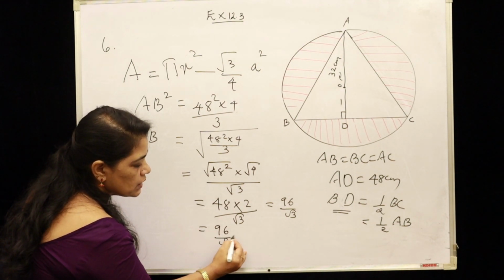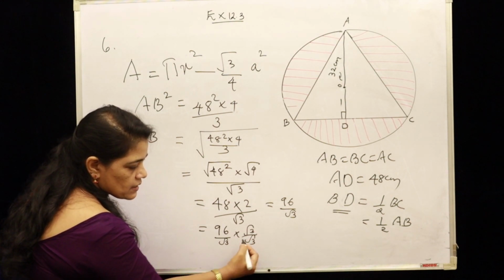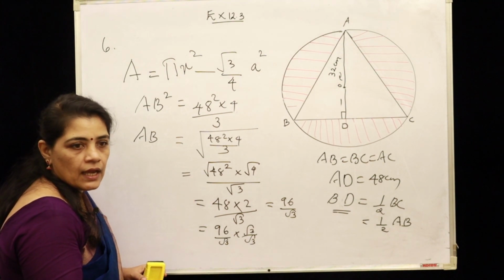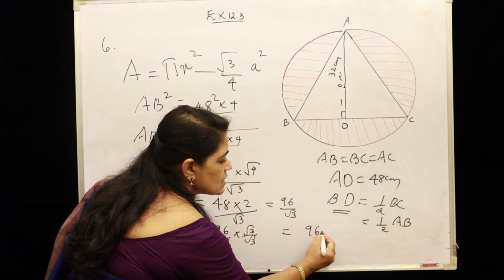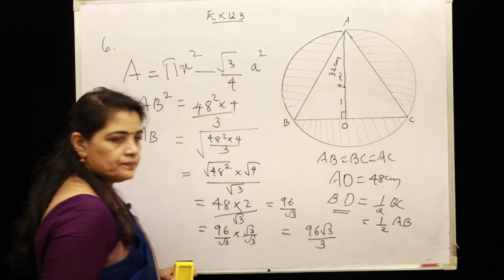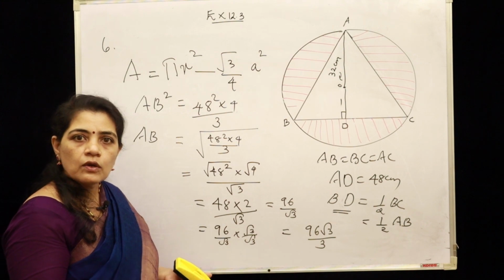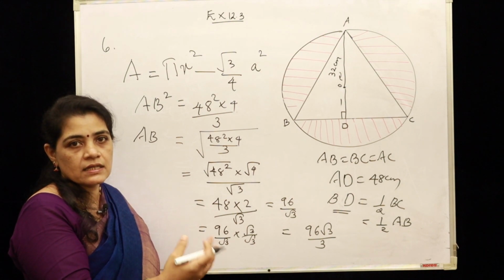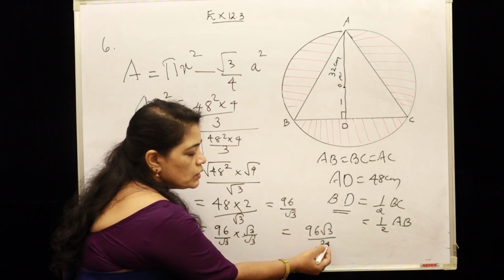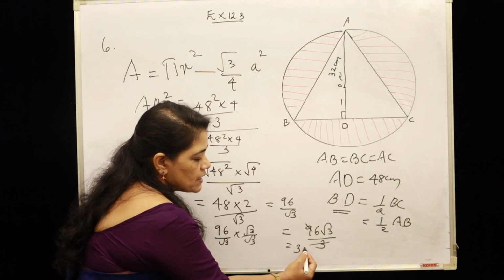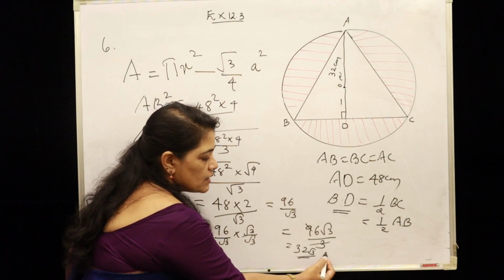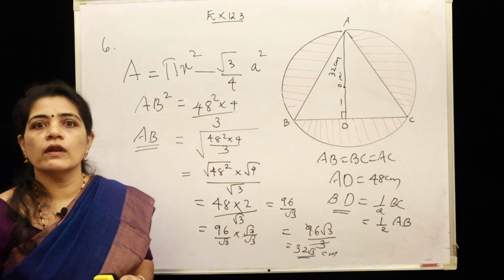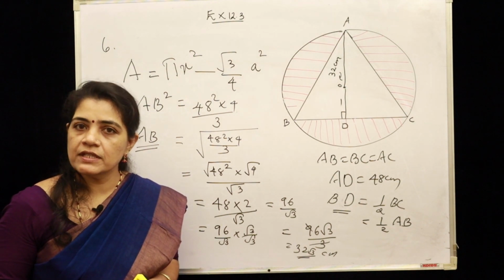96 divided by root 3, we are going to rationalize this. So root 3 into root 3 in the denominator will simply come 3, and in the numerator 96 root 3 divided by 3. Isn't it? So 3 and 96 can be reduced because they are connected by into. So 3 in 3, 3 times and 96 gives 32, and root 3 remains there. So 32 root 3 is AB, that is the side of the equilateral triangle. Hope this step is also clear to you.